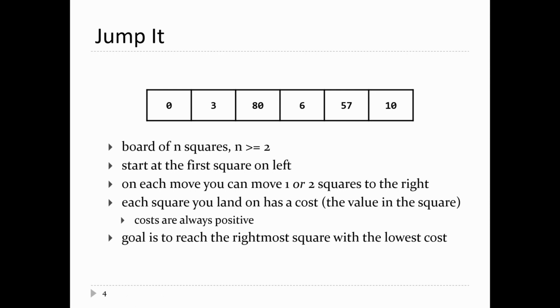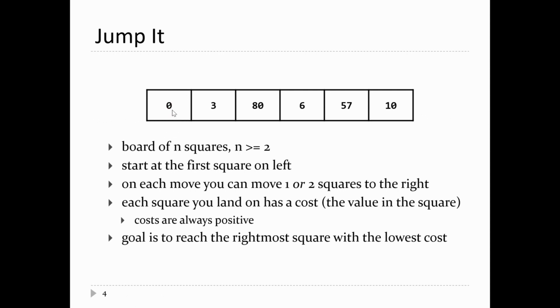Okay, so to start, I want to start with the world's least exciting game. It's called Jump It. That looks like an array or a list, right? It's just a board that consists of a single line of squares. You have 2 or more squares. You always start on the leftmost square. So the starting point is here.